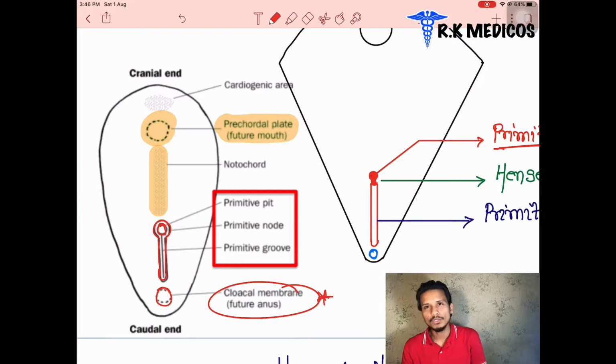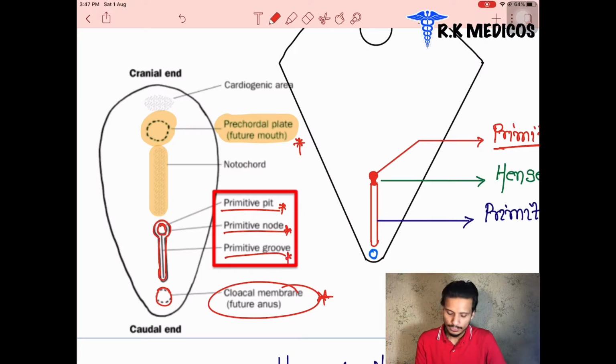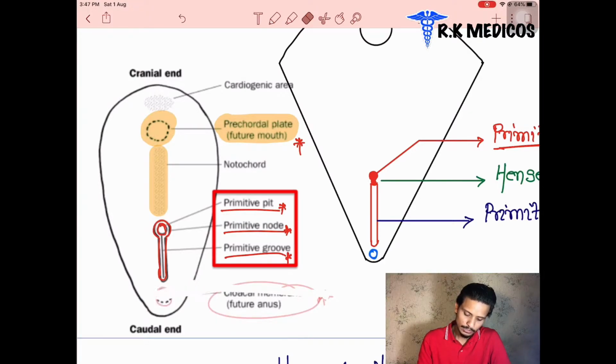The future mouth is developing from the precaudal plate or the primitive streak? Of course the precaudal plate. And what is the structure going to develop into the future anus? That is the cloacal membrane. Simple. The last part is it. And we can see here the primitive pit, primitive node or Hensen's node, and the primitive groove. These are all structures that are part of the primitive streak. Simple. So we are going to revise it and move further in our discussion.